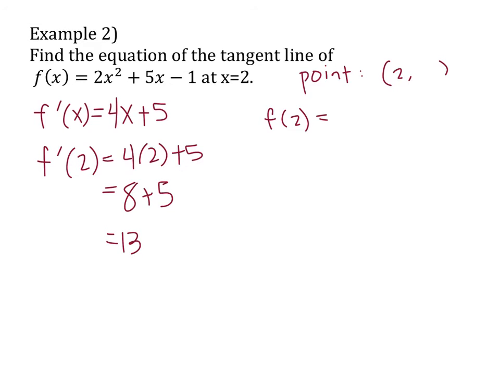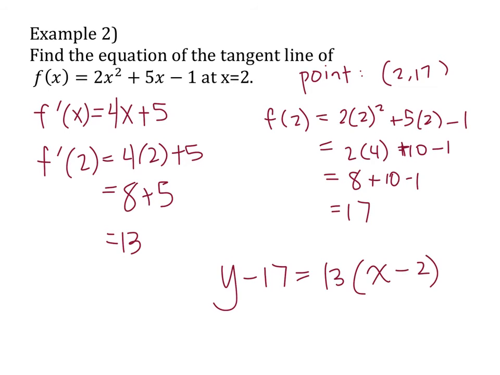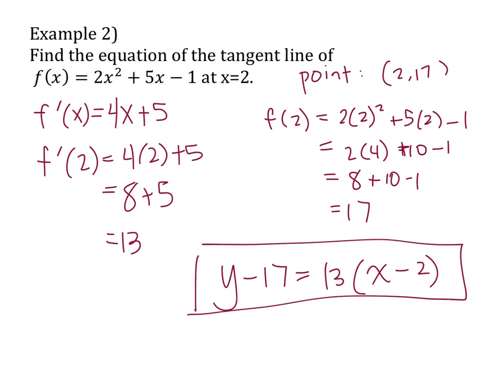Plugging in 2 to the original, I have 2 times 2 squared plus 5 times 2 minus 1. Using PEMDAS, we have 2 times 4 plus 10 minus 1 equals 8 plus 10 minus 1. We have 17. So we have 17 as our point. Slope is 13. Plugging it in, we have y minus 17 is equal to 13 times x minus 2. I'll just leave it here. And that's the equation for our tangent line.